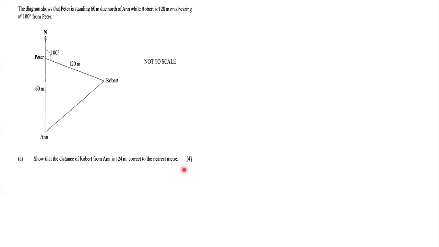And so here, our goal is to show that the distance of Robert from Anne is 124 meters. Notice that this is Robert and this is Anne, and our goal is to show that this particular side of this triangle is equal to 124 meters, right? That's what we have to show. And so we're gonna let a equal the distance in meters of Robert from Anne. We're gonna call this side a, the missing side, the side that we're trying to find.